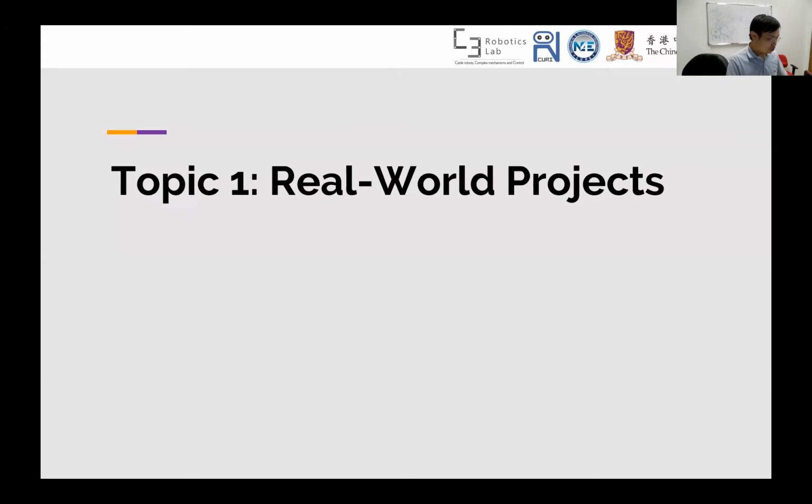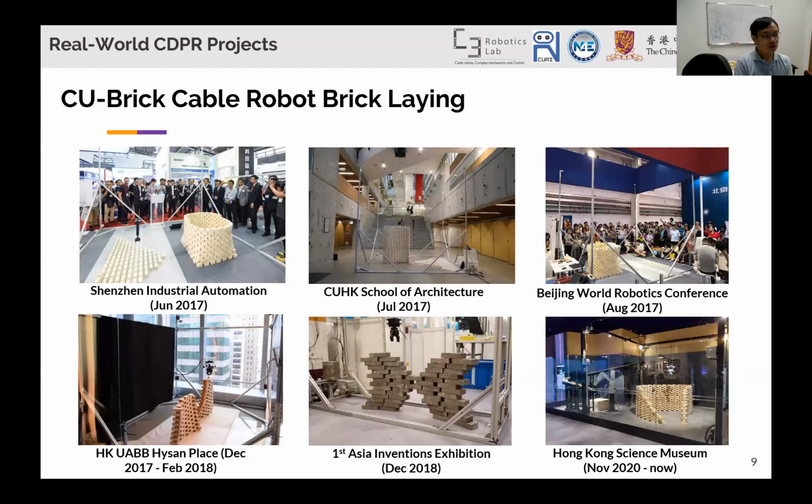So the first topic I'd like to go through is some of the real-world projects that we do, just to briefly introduce the motivation behind it. One of the ones that we've been working quite a lot on, as you see from 2017 till now, is constructing brick structures using cable robots. That's a no-brainer idea to work on, because you get large space. I could move in large space, easy to set up, suitable for real site work, and the payload would be more than suitable to do so.